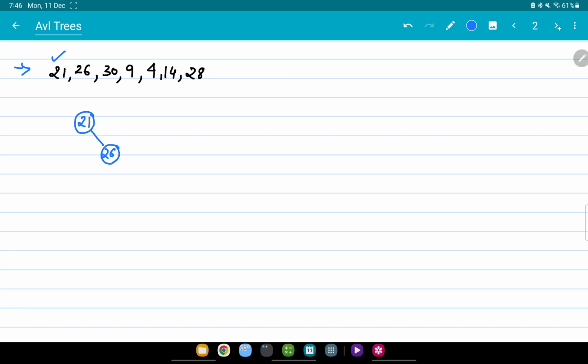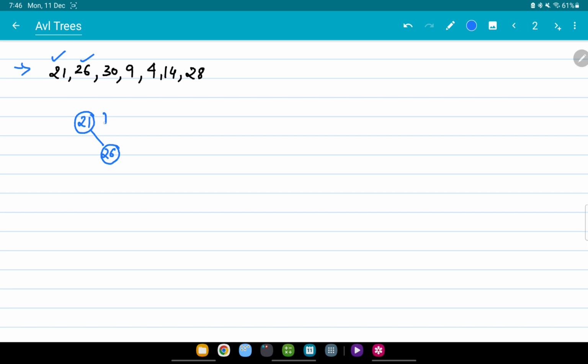Now you can see here that the tree is still balanced, because for 26 the balance factor is 0, and for 21 it is 0 minus 1, which is -1. So it is still balanced, right? So the balance factor is okay, fine. So 26 done. Next is 30.